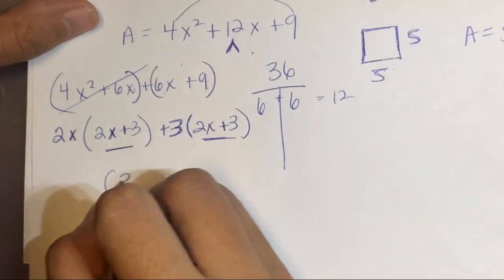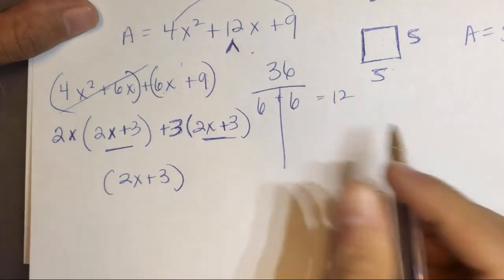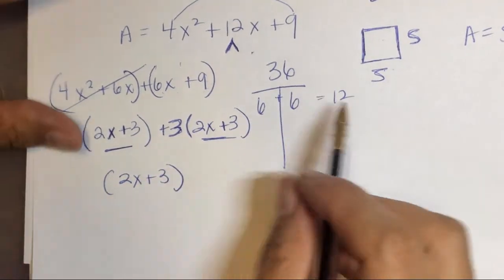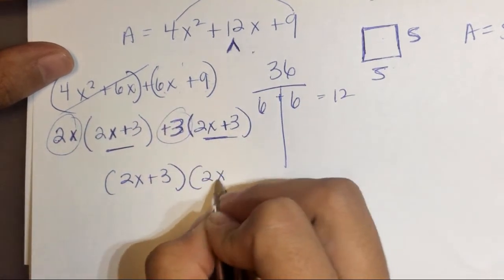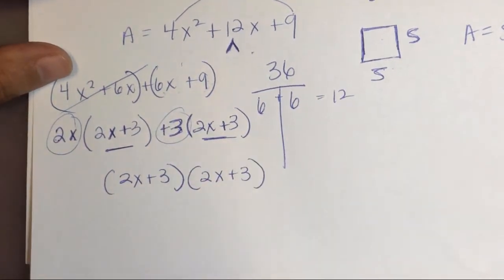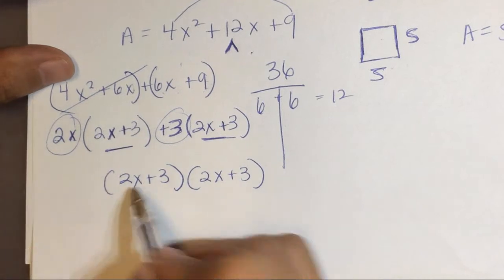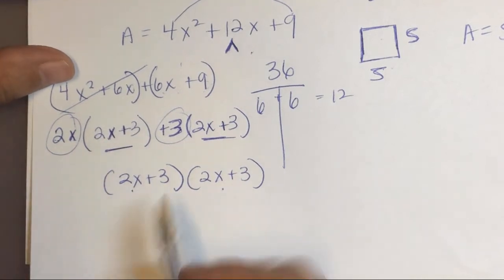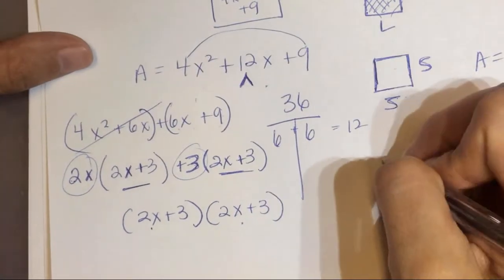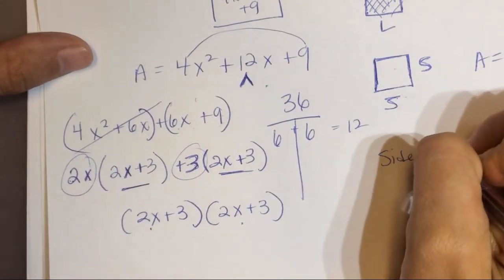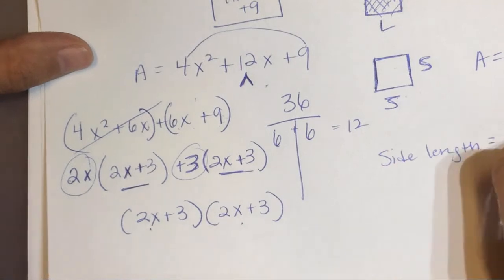So you get 2x plus 3. That's your common term. What is left over? You have the 2x and another plus 3. So that's my second factor. See, now we have the same thing: 2x plus 3 times 2x plus 3. So this is one of your sides. That's the answer. Your side length is 2x plus 3.